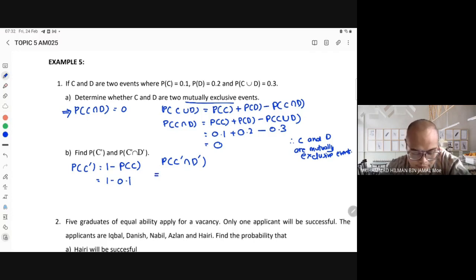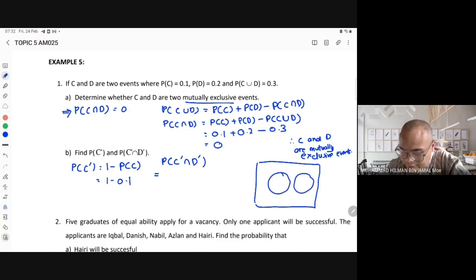Okay, so for this one we can also use a Venn diagram. Okay, so because it is a mutually exclusive event, your Venn diagram will not have any intersection. There won't be any intersection. So we have C and we have D. So in order to find C prime, we shade C prime. So C prime is the area that is not C. Okay, so we shade it. Okay, so this is C prime.